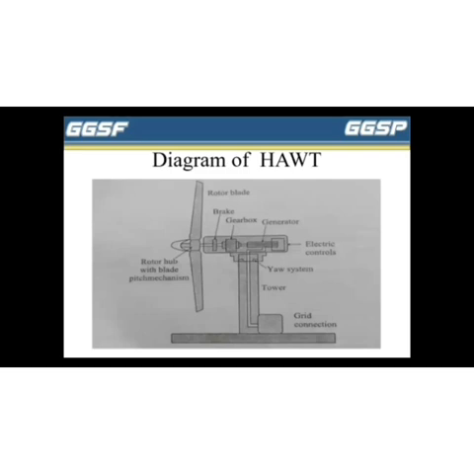This is the diagram of a horizontal axis wind turbine. Here we can see the rotor hub with blade pitch mechanism, and the rotor blade. We can also see that inside the nacelle there is the brake, gearbox, generator and electronic control. There is a yaw system, tower and grid connection.